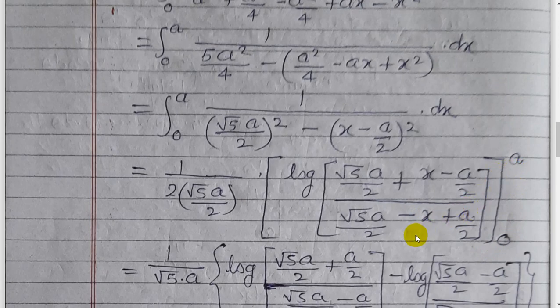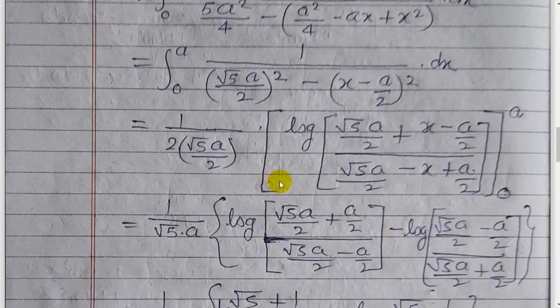Now we use the limit. First we apply the upper limit and then the lower limit for the entire bracket term. Here 2 going by 2, as you know. So I equals 1 upon root 5a into log of root 5a upon 2, value of x equal to a. So plus a minus a by 2. So plus a minus a by 2 becomes a by 2 only.